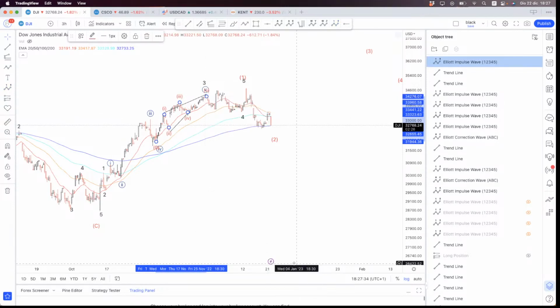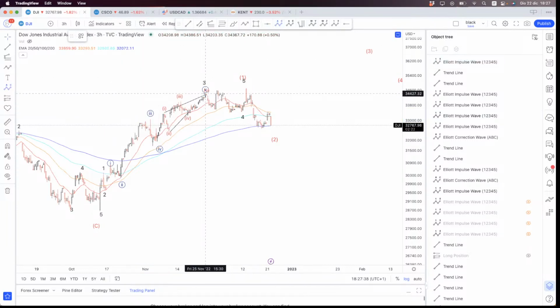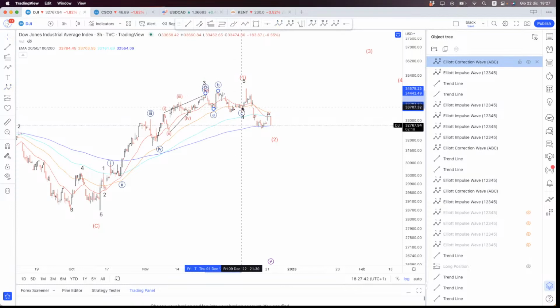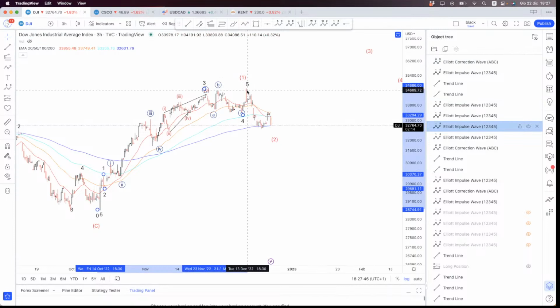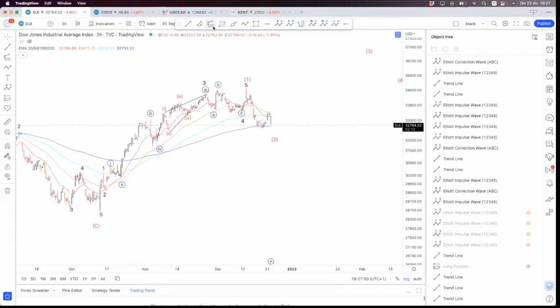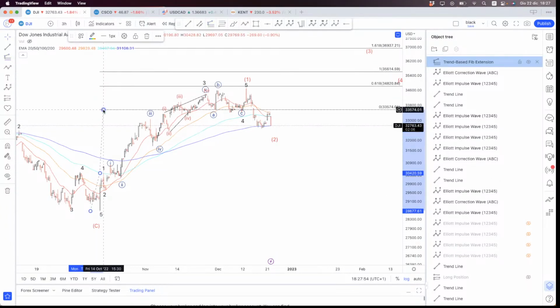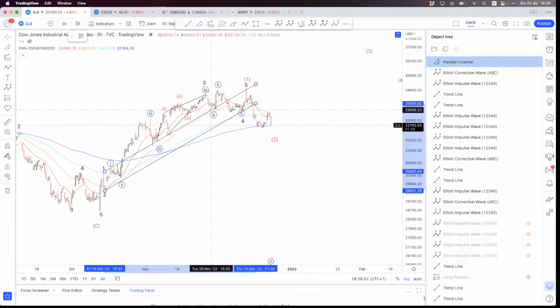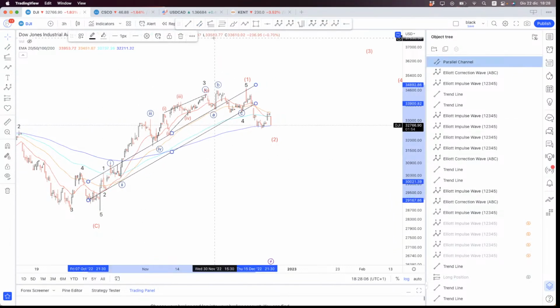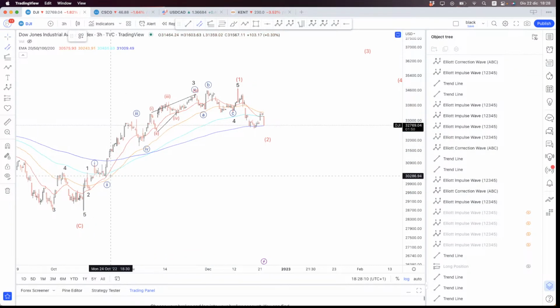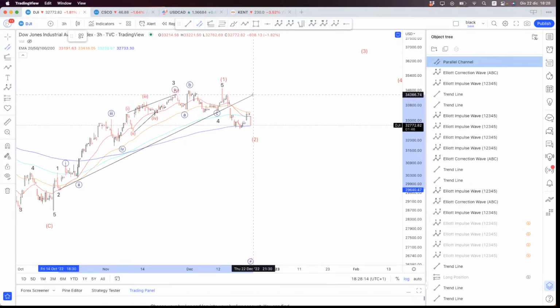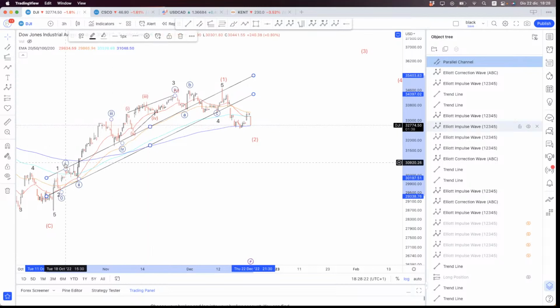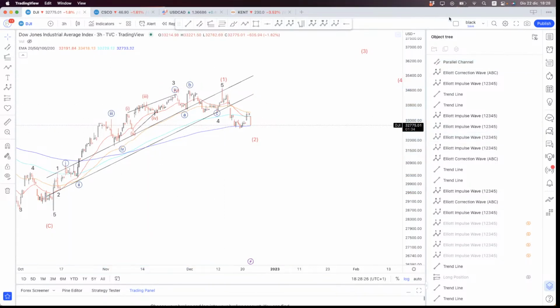Any diagonal in minute 5. A, B, C, and then up in 5. And here we don't have equality of 1 and 5, but we almost have 0.618. Okay, but we do have this. This is a way to estimate the end of wave 5 using Elliott Wave Theory. You connect 2 and 4, project a parallel channel by touching wave 1, and you will get your estimate for wave 5, and boom. So it makes sense.